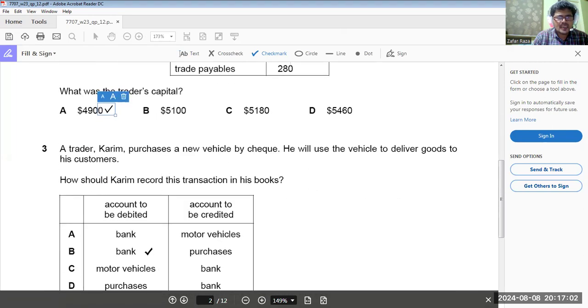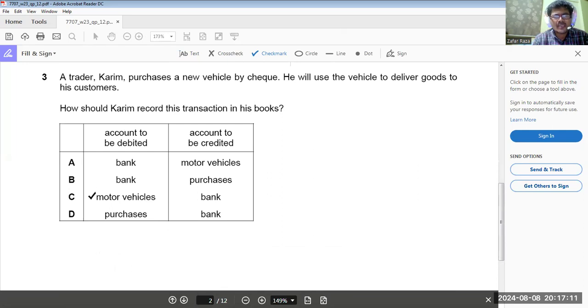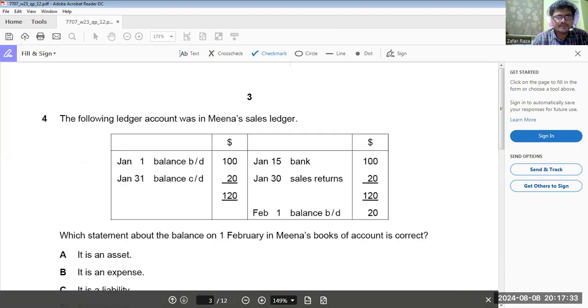Now, a trader Kareem purchases a new vehicle by cheque. He will use the vehicle to deliver goods to his customer. How should Kareem record this transaction? Very easy. Motor vehicles debit, bank credit. So options A and B are useless because we don't debit bank. Because we are paying for the motor vehicle, we don't debit bank in this transaction. When we are buying a vehicle, we don't debit purchases. Purchases is only for when we are buying goods for resale.